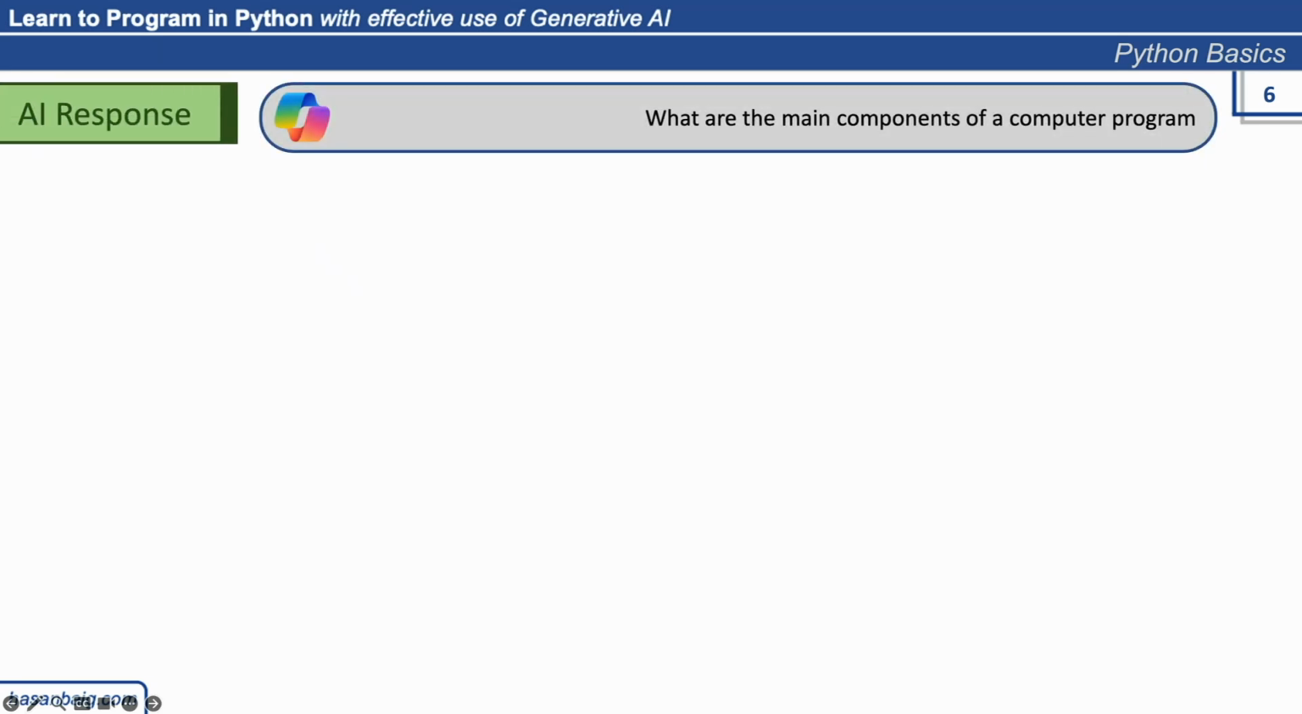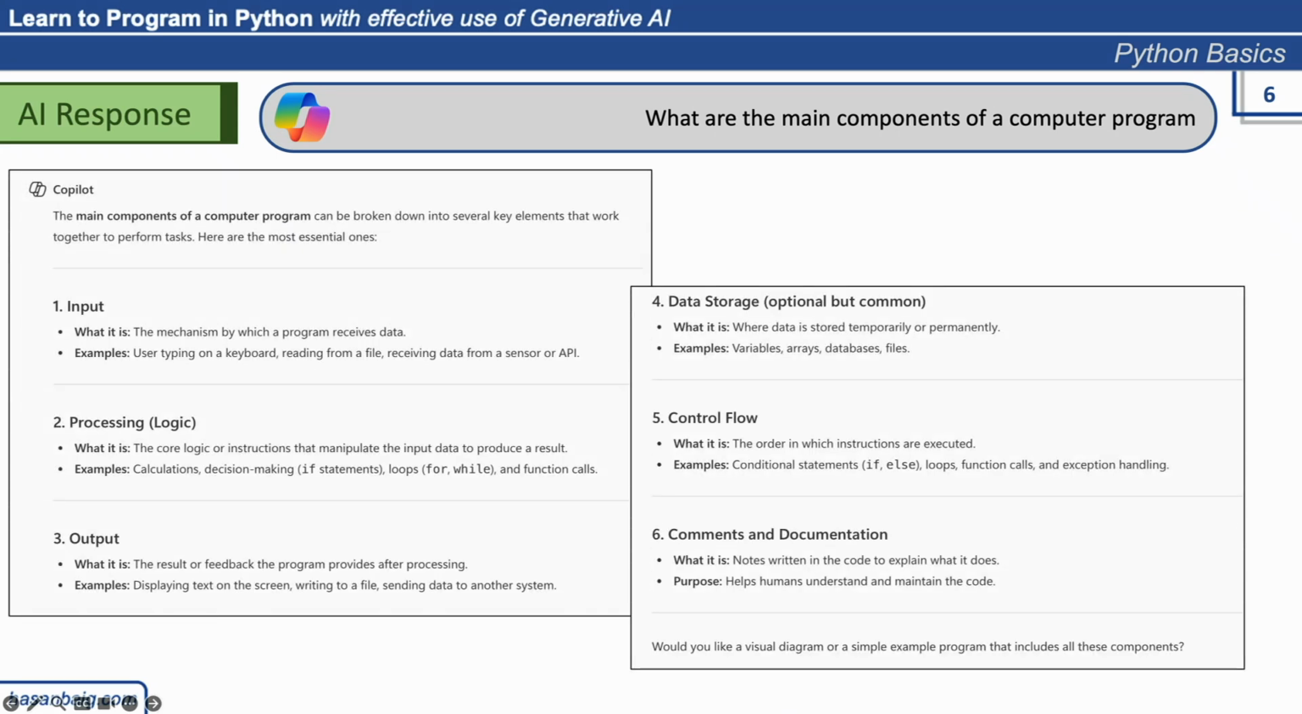So first I tried with CoPilot by asking what are the main components of a computer program. It throws off this information on the screen. It says that there are a couple of different main components: an input, processing logic, output, and then data storage, control flow, comments, and documentation. So what we asked initially is what are the main components. And it says the input, which means that the computer program should take an input. It could be in any form, like it could be coming from the user, from an external sensor, external signal, or anything else.